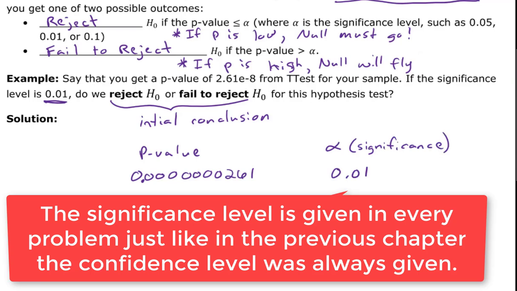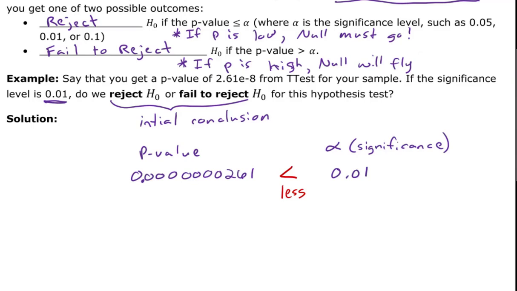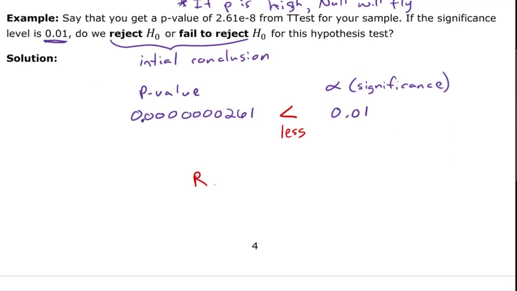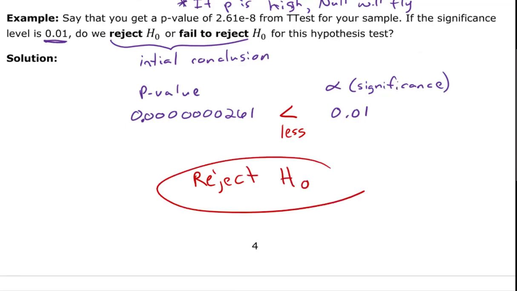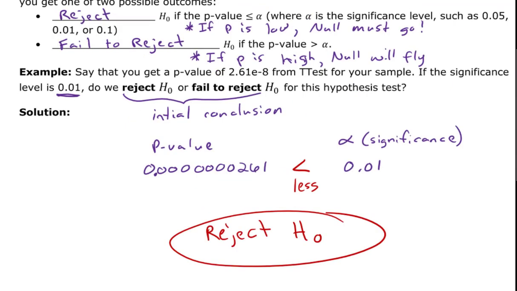Well, the p-value is less than the significance. The p-value is less. And remember what you say: the p is low, the null must go. So what will we end up saying? We're going to say we reject the null hypothesis. From there, that's the initial conclusion. So that's how we get the beginning.